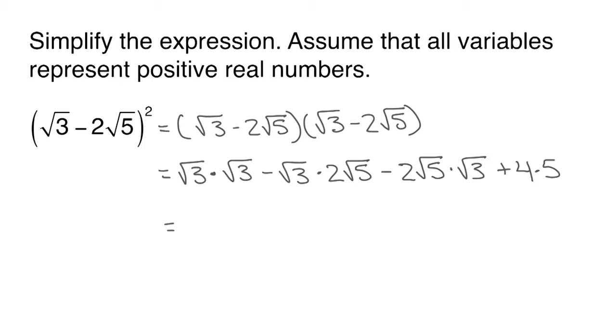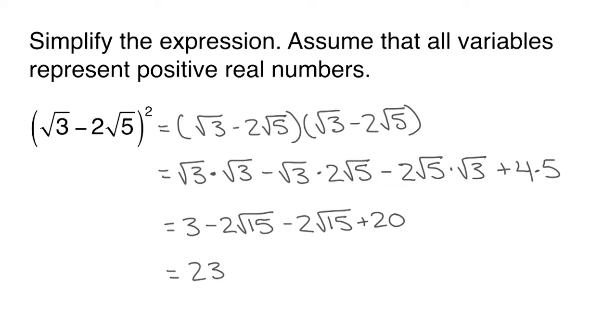Simplifying, the square root of 3 times the square root of 3 is 3. We then have minus 2 times the square root of 15, minus 2 times the square root of 15, plus 20. Combining like terms, 3 plus 20 is 23. And minus 2 times the square root of 15 minus 2 times the square root of 15 is minus 4 times the square root of 15. So the square of the square root of 3 minus 2 times the square root of 5 is 23 minus 4 times the square root of 15.